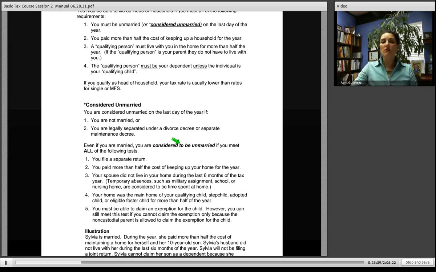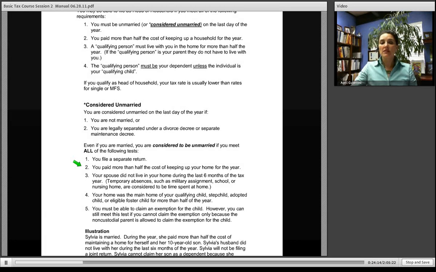Now, even if you are married, you are still considered to be unmarried if you meet all of the following tests. So right here we've said to be considered unmarried, you can't be married. But on the next line we're saying even if you are married, you might still be treated as if you are not married for tax purposes and be eligible for that head of household filing status. But in order for that to happen, you have to meet all of the following tests. Test number one, you must file a separate return. Number two, you pay more than half the cost of keeping up your home for the year.